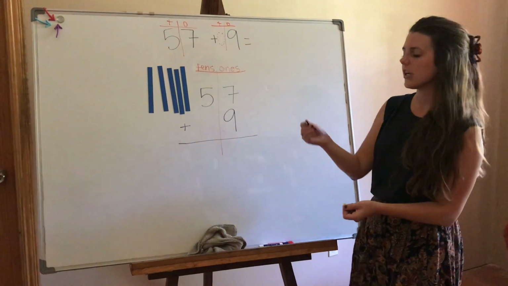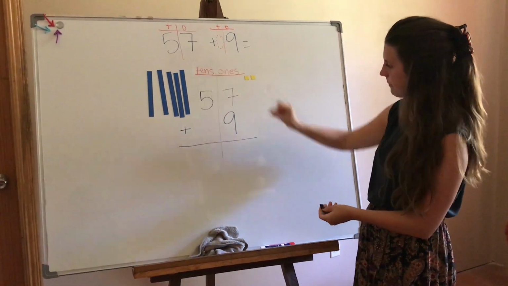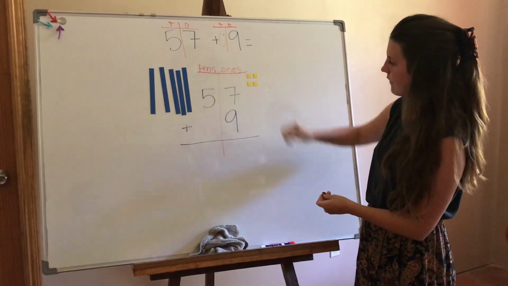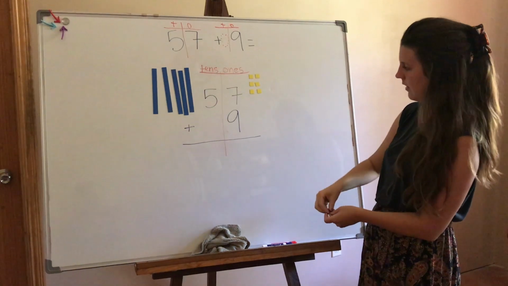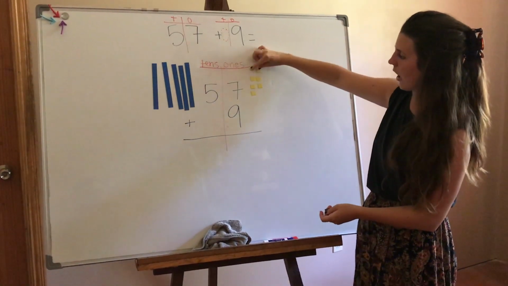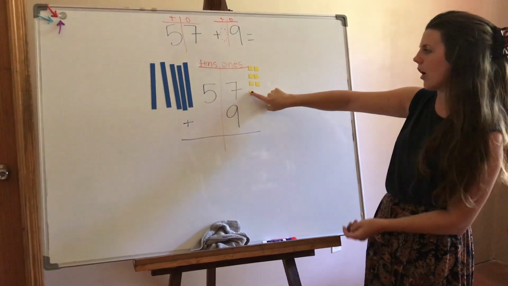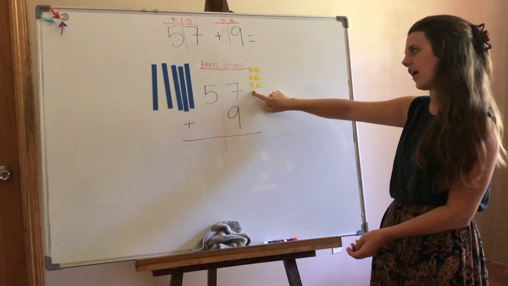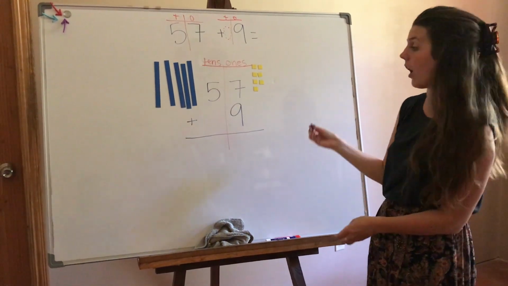Is 7 even or odd, my friends? Think about it when I build it. 1, 2, 3, 4, 5, 6, 7. Partner, partner, partner, all by myself. That 1 right here is all by itself, so this is an odd number.